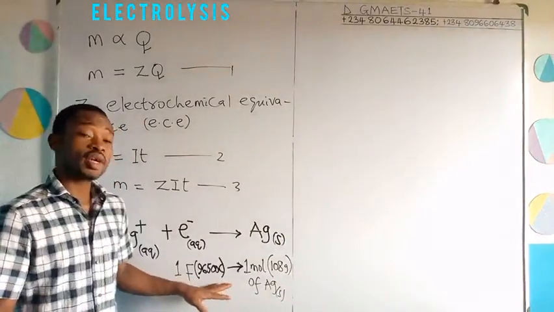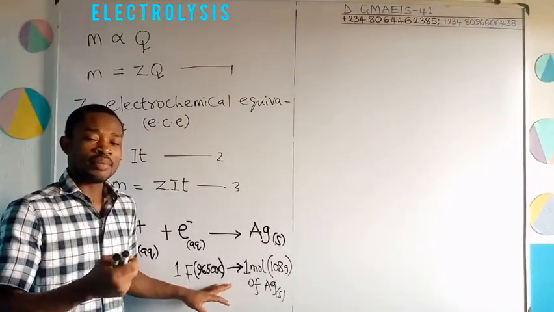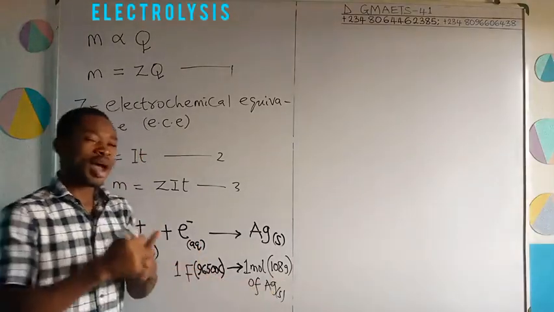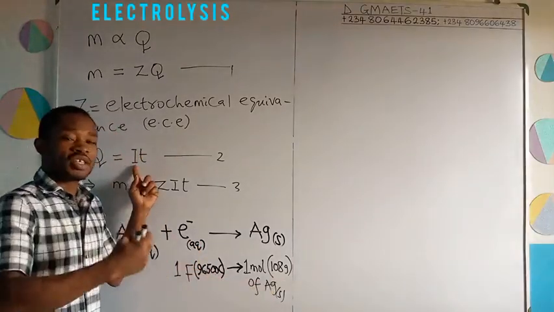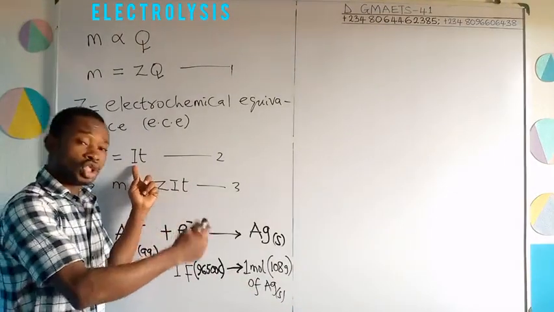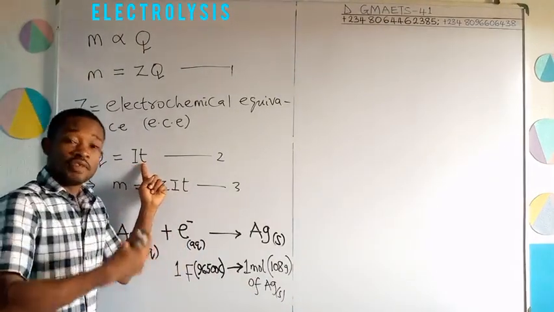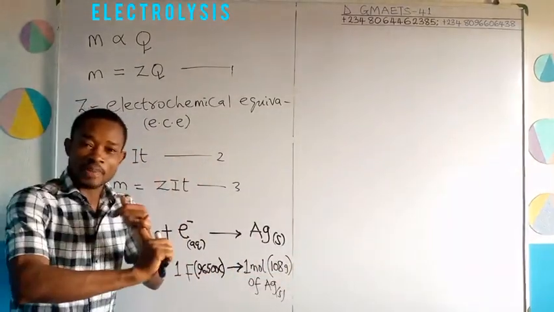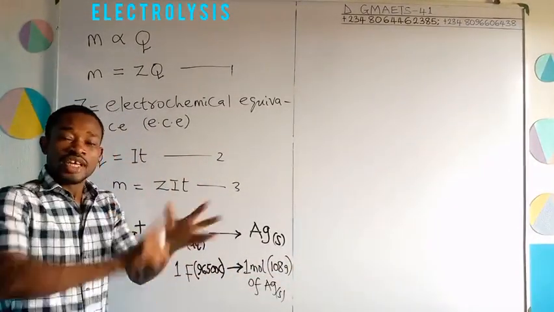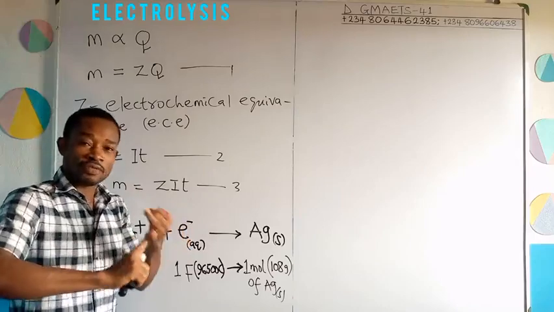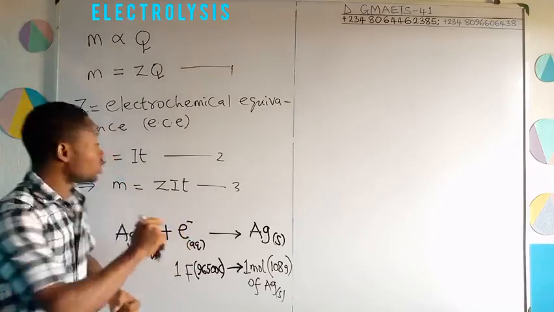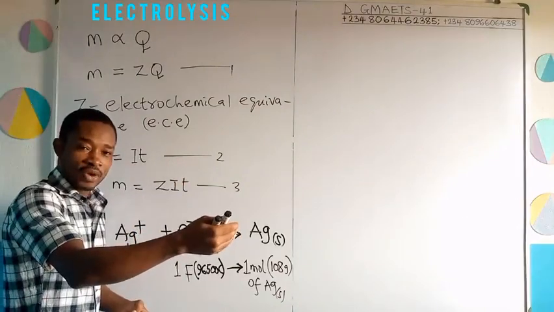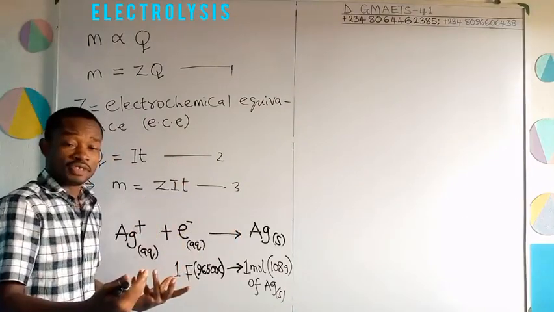So with this now, your examiner can ask you anything. You know this as a standard. If you pass a current of, let's say, 5 ampere through the solution for, let's say, 30 seconds, what mass will be deposited? You know that a current of 5 and a time of 30 seconds will give you a quantity of electricity: 5 times 30. Are you following? Which is going to give you 150 coulomb.